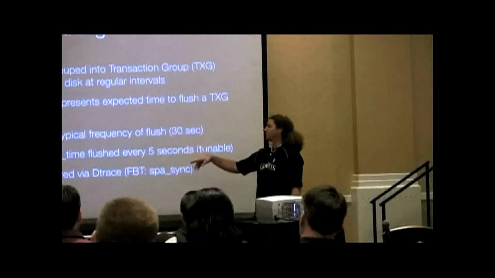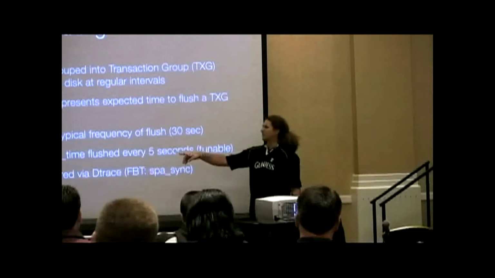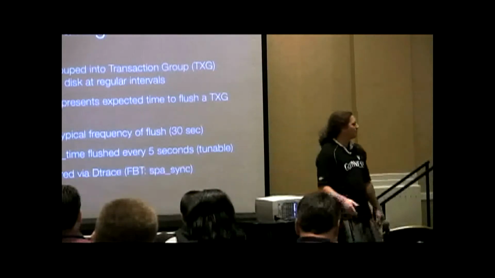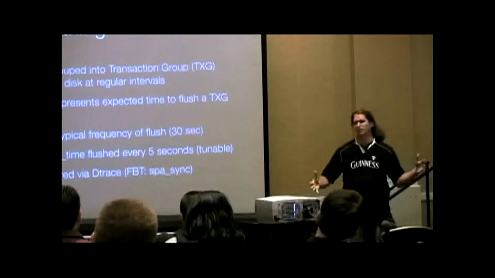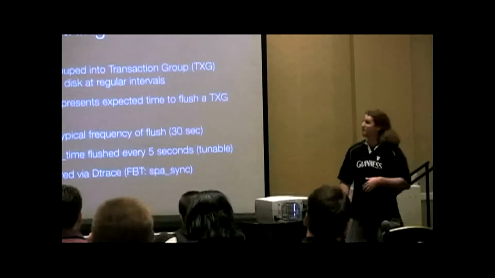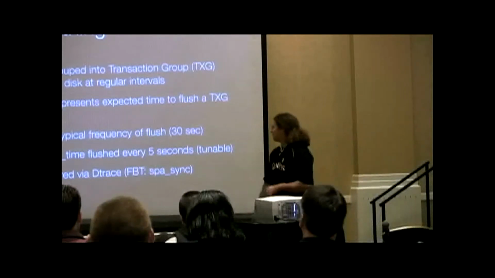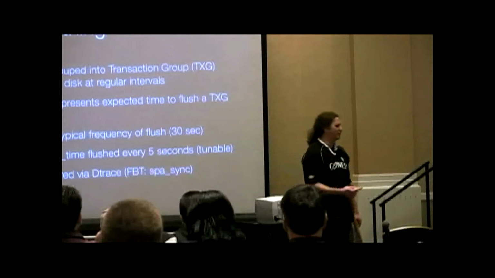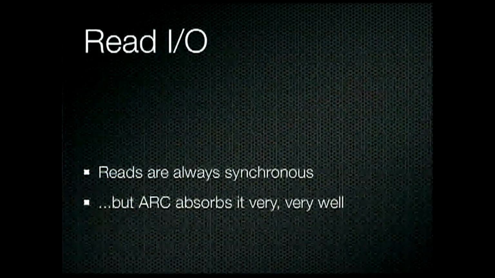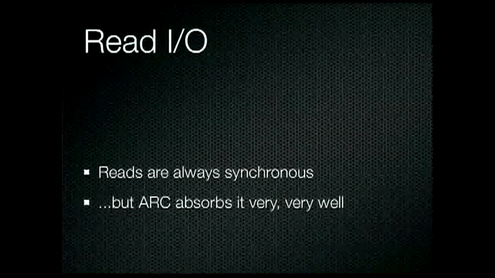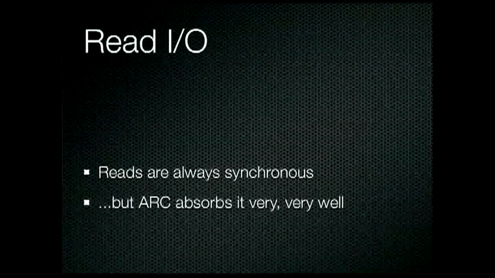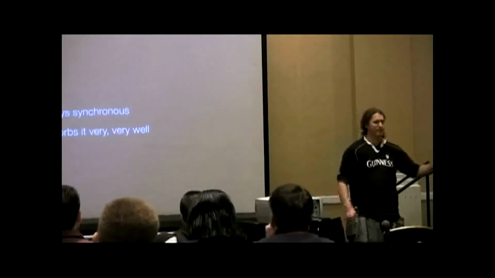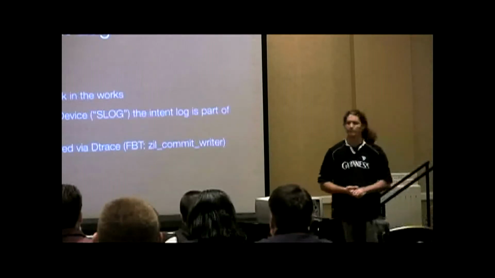In some of the older releases, the TXG time to flush was 5 seconds, so you saw it far more often, and that's actually been pushed out to 30 now. This can be monitored via dtrace, and if you dtrace the spa_sync function, you can kind of see when it hits. So, read I/O: reads are always synchronous, but ARC absorbs it very, very well, as we saw before in some of those graphs.